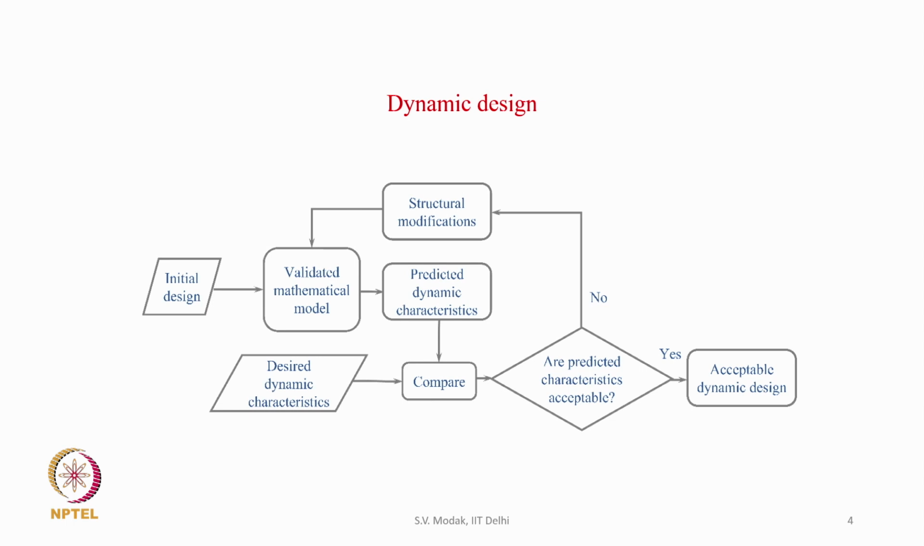This flow chart essentially tells the generic steps involved in the process of dynamic design. The process of dynamic design generally starts after an initial design of the product or the system has been worked out. You can see the first step here is the availability of an initial design. This initial design may be worked out based on failure criteria related to static strength, fatigue strength, rigidity, wear and so on.